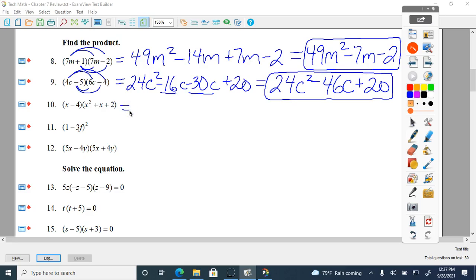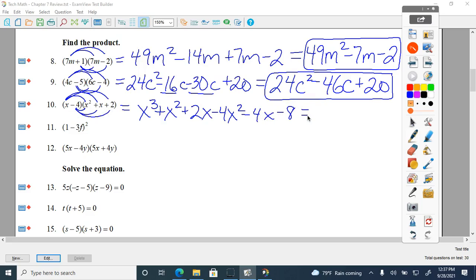Same process, it's just a little longer here because it's a trinomial. Okay? So x times x squared is x to the third. X times x is x squared. X times 2. That takes care of distributing the x. Now I have to distribute the what? The negative 4. Negative 4 times x squared is negative 4x squared. Negative 4 times x is negative 4x. And negative 4 times 2 is negative 8.